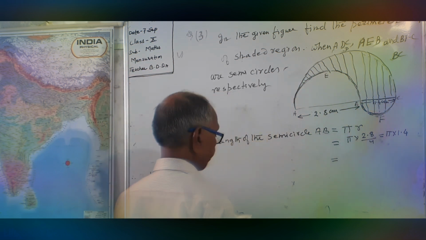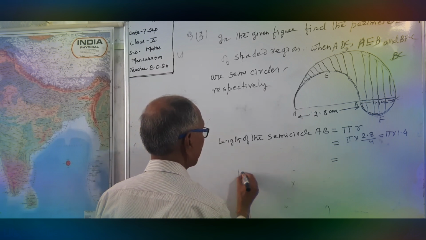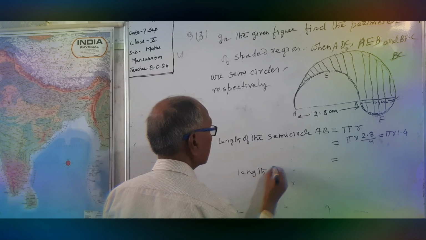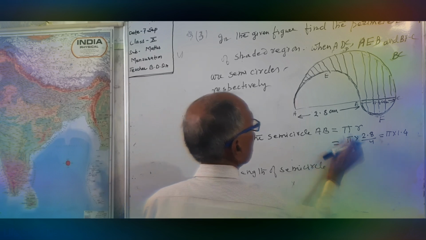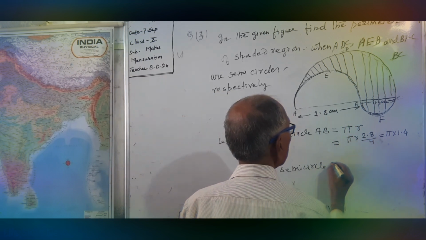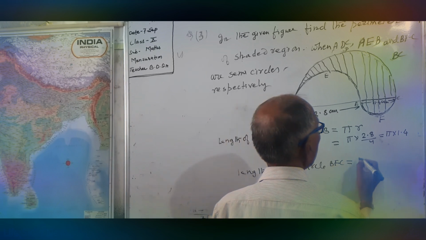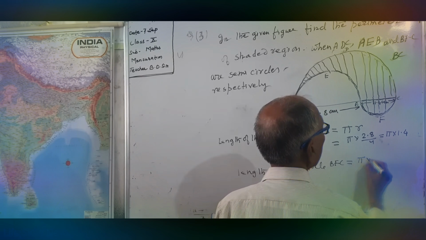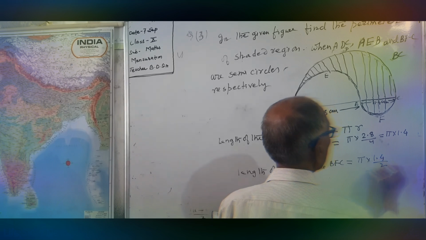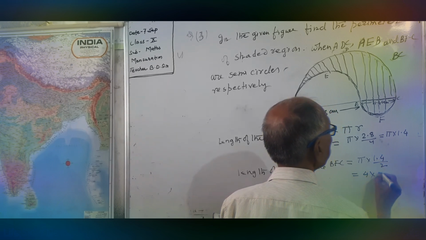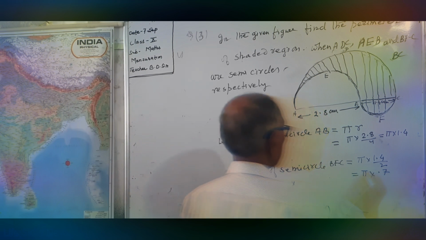Similarly, now the perimeter, means length of semicircle BFC, is equal to the same case, pi into r. R means 1.4 by 2, is equal to pi into 0.7. Pi into 0.7. Second case.